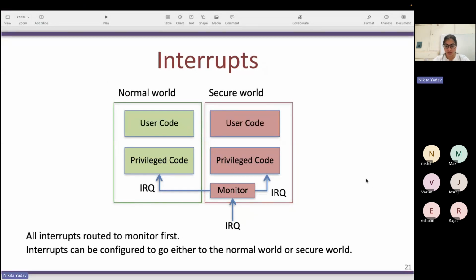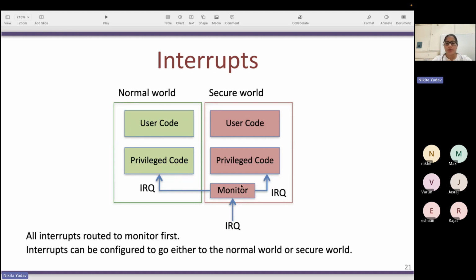Okay. So now about the interrupts. How are interrupts handled in this setup? When an interrupt comes, it is actually routed to the monitor first. Whenever any interrupt comes, it is going to be routed to the monitor first. Earlier, when we did not have this normal world and secure world concept, if any interrupt came, it was passed to the OS, the normal world OS. Now, if any interrupt comes, it is going to be passed to the monitor.